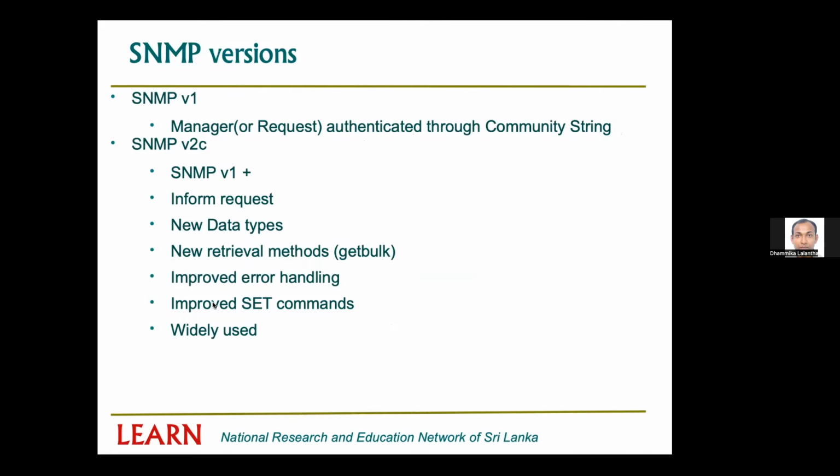Next, we come to SNMP versions. Now we'll see what the differences of these versions are. Version 1 was released in 1988, which is a very old one.